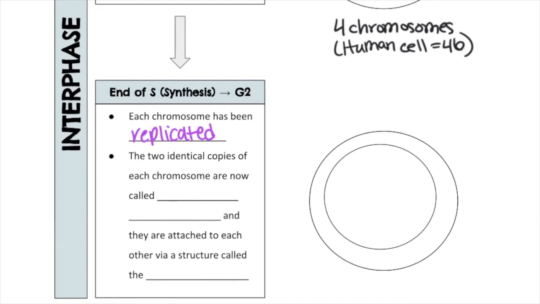The two identical copies of each chromosome are now called, and we used green for this in our last picture, sister chromatids. And they are attached to each other via a structure called the centromere.